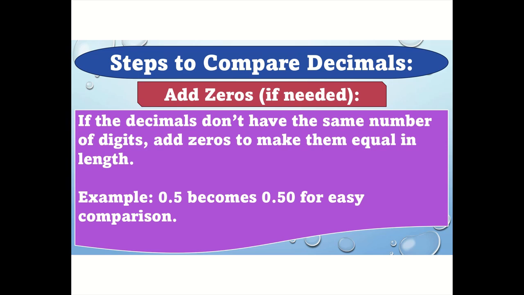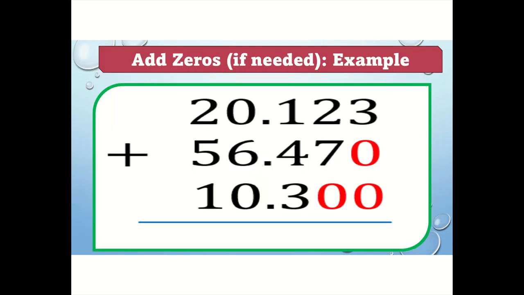Steps to compare decimals. Add zeros, if needed. If the decimals don't have the same number of digits, add zeros to make them equal in length. Example, 0.5 becomes 0.50 for easy comparison. Add zeros, if needed.